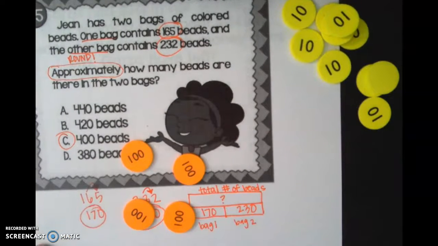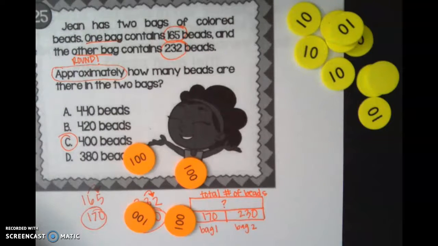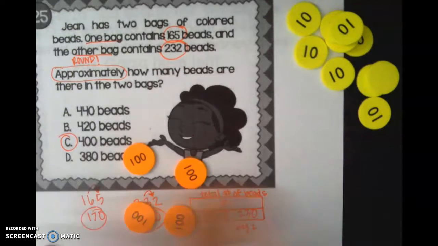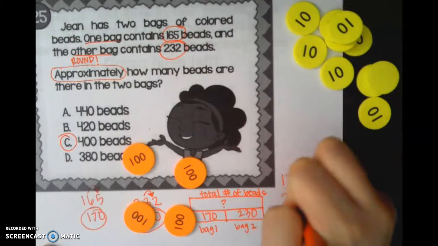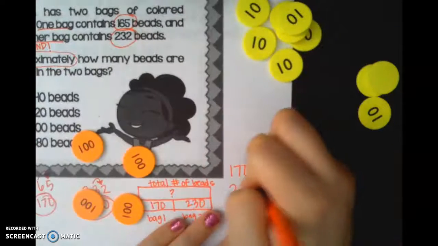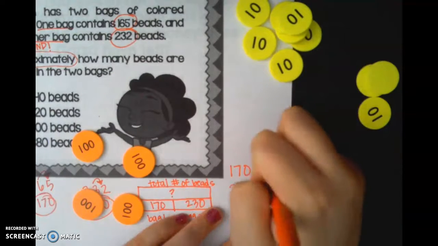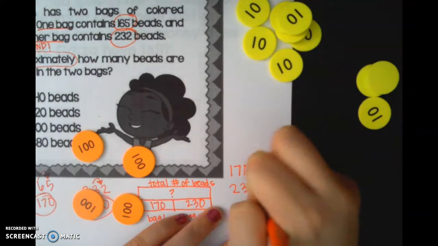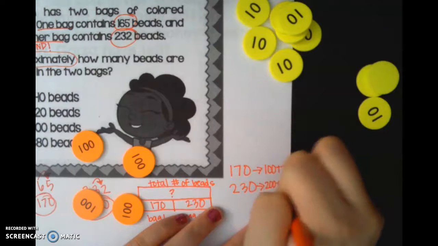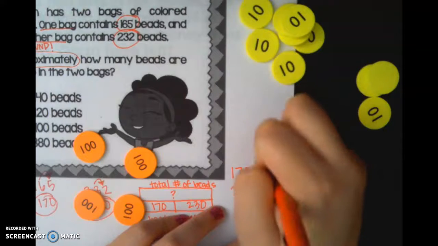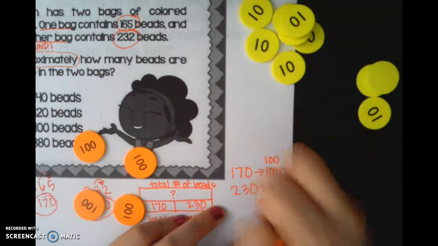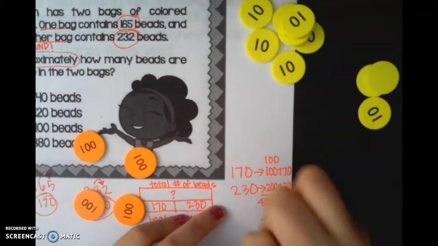Approximately 400 beads. If you wanted to, you could have also just added these, 170, 230, but I'm going to expand them. 100 plus 70, 200 plus 30. 70 plus 30 is 100. I'm going to put 100 up here. That is 400. 400 plus 0 equals 400. 400 beads.